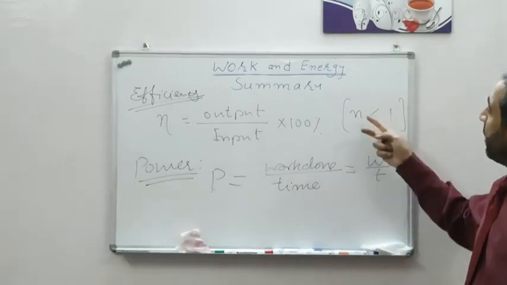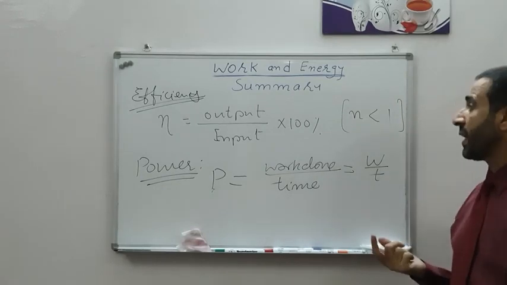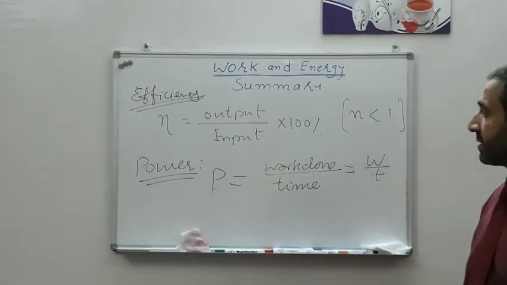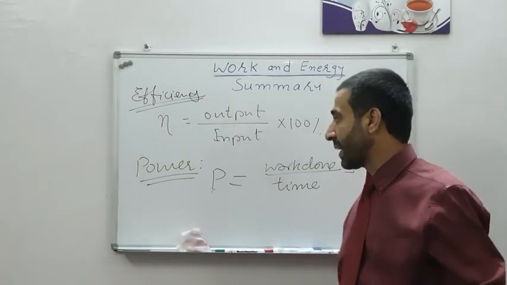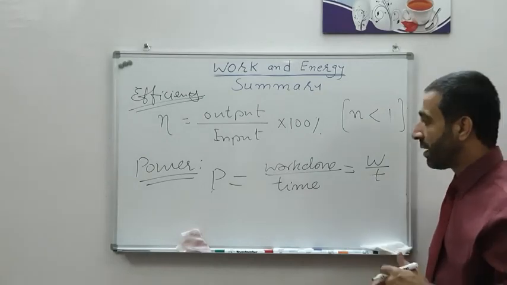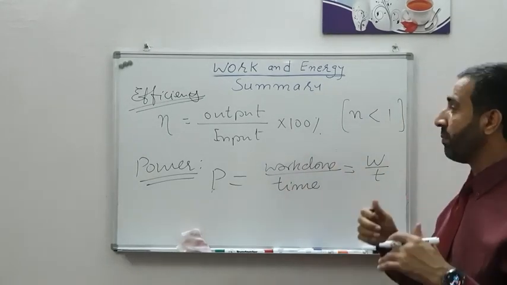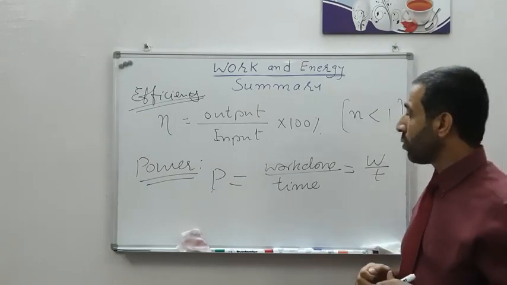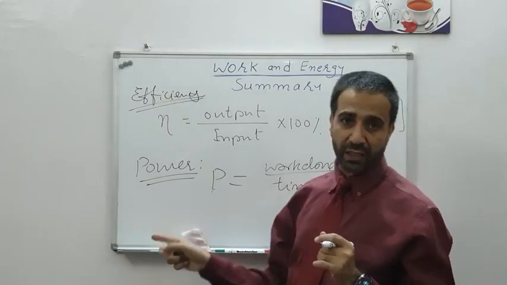So efficiency can be less than 1 or less than 100%. It can only be 1 for an ideal kind of machine, which does not exist, which converts all of the input energy into useful work done. While power may be greater than 1, it could be in megawatts, it could be in gigawatts also, right? So there are intricate differences between the two.